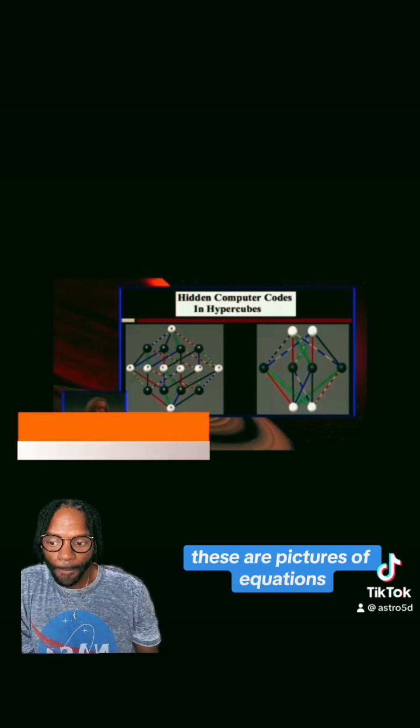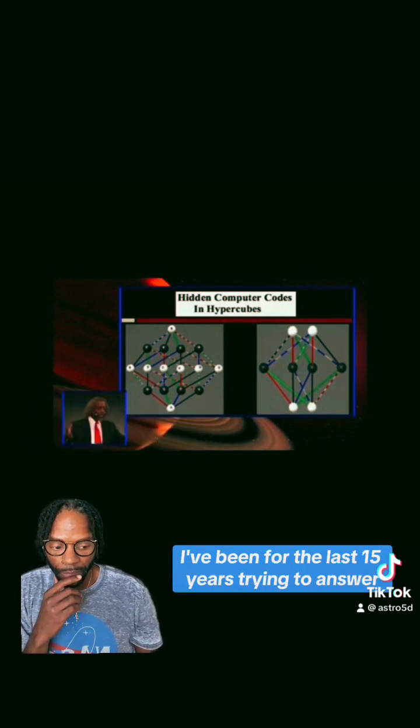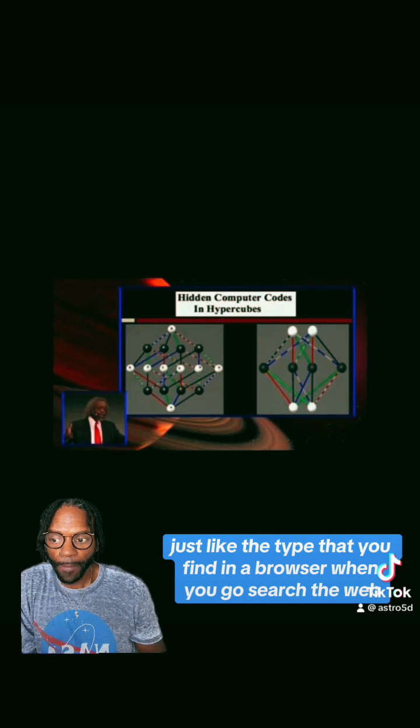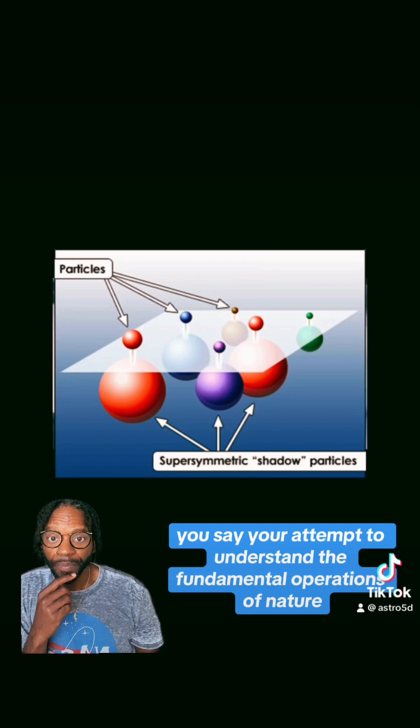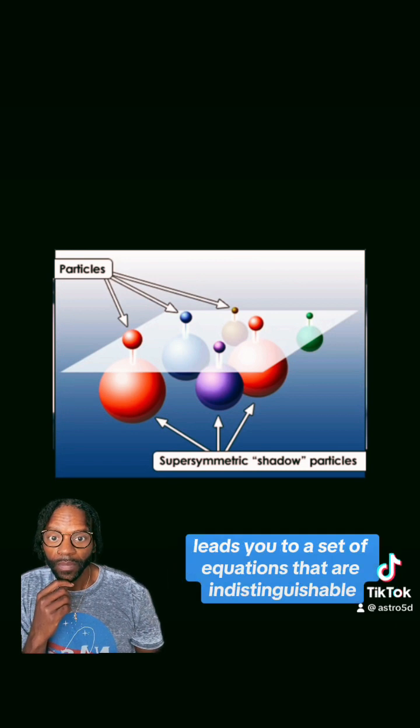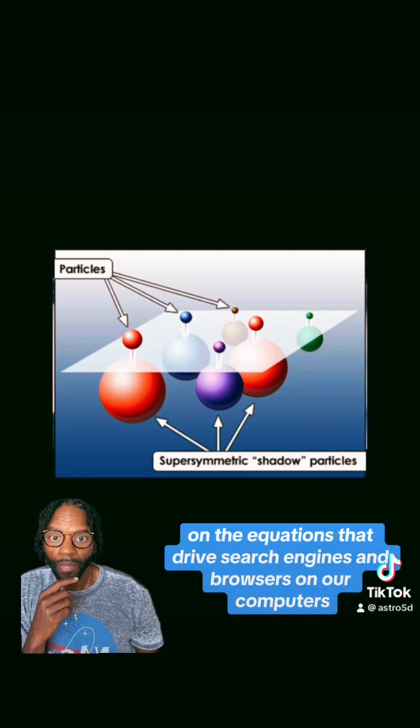These are pictures of equations. I've been, for the last 15 years, trying to answer the kinds of questions that my colleagues here have been raising. And what I've come to understand is that there are these incredible pictures that contain all the information of a set of equations that are related to string theory. And it's even more bizarre than that, because when you then try to understand these pictures, you find out that buried in them are computer codes, just like the type that you find in a browser when you go surf the web. You're saying your attempt to understand the fundamental operations of nature leads you to a set of equations that are indistinguishable from the equations that drive search engines and browsers on our computers.